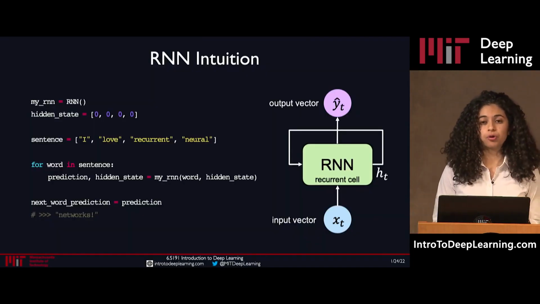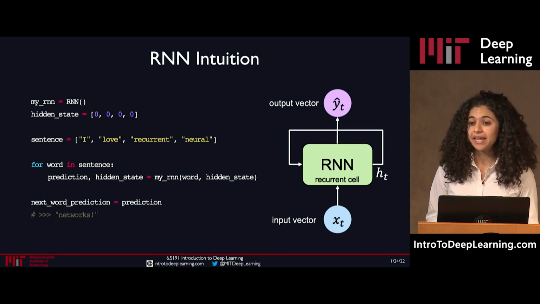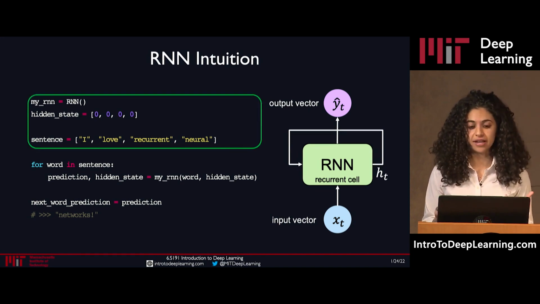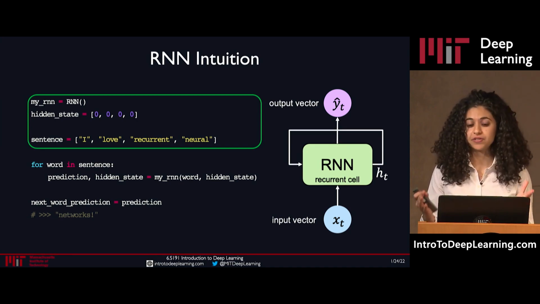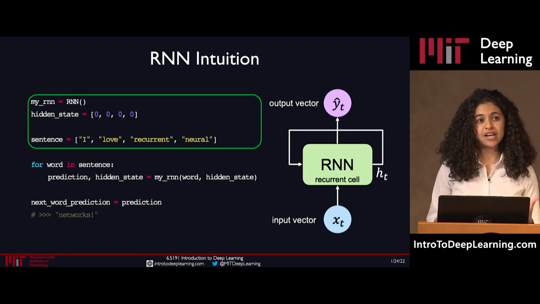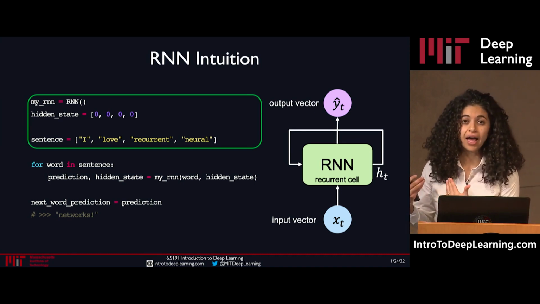We can also step through this intuition behind the RNN algorithm in pseudocode to get a better sense of how these networks work. So we can begin by initializing our RNN, right? What does it take to initialize it? Well, first we have to initialize some first hidden state, which we're going to do with a vector of zeros. And we're going to consider a sentence that's going to serve as our input sequence to the model.